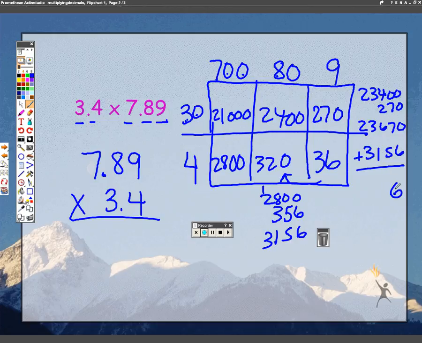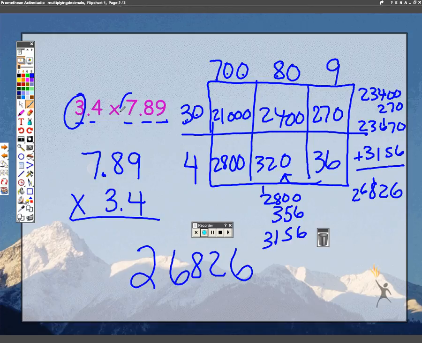When I add, I get 6. 7 plus 5 is 12. Carry the 1, 8, 6, 2. So I have 2, 6, 8, 2, 6. Now let's think about this. 3 times 7 is 21. Where can I put my decimal so that the number's close to 21? Would I put it here? No, because that's 2. How about here? Yes, 26. So my decimal should be 26 and 826 thousandths. Okay. Now going back to the other trick. 3 numbers behind the decimal.